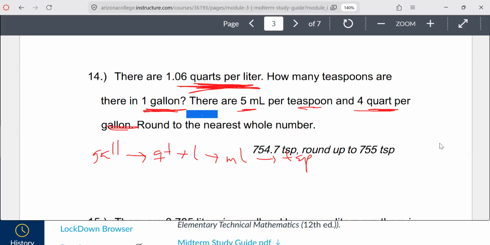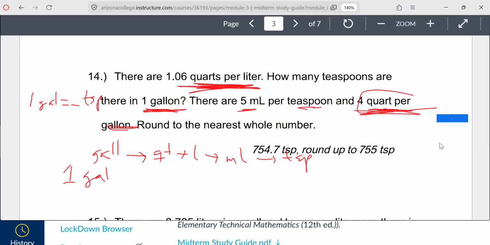1 gallon in teaspoons. That's what the problem is asking. What is 1 gallon in teaspoons? So if I start here, 1 gallon is 4 quarts from this conversion rate. So this gives me 4 quarts. So I'm at 4 quarts. Now I've got to go from quarts to liters.